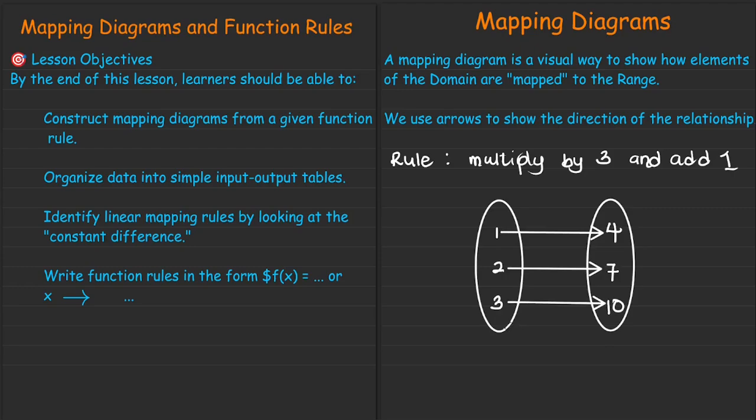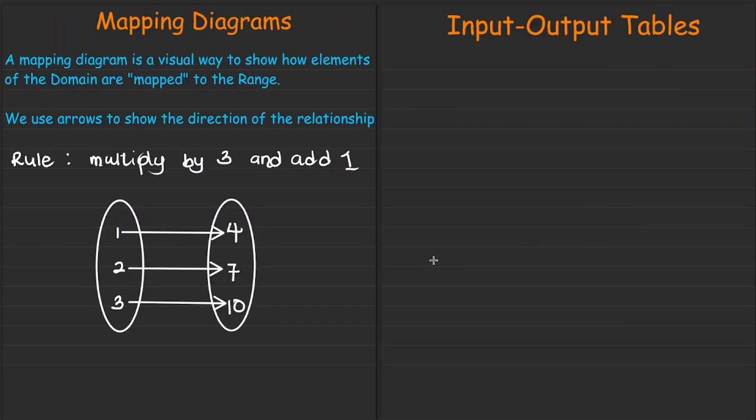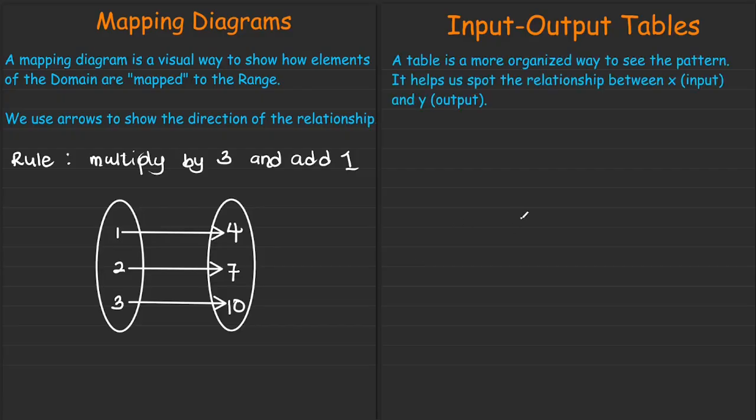Now, apart from this method, there are also input and output tables. The input and output table is a more organized way to see the pattern, compared to the mapping diagram. It helps us spot the relationship between our input, which is the X, and our output, which is the Y.